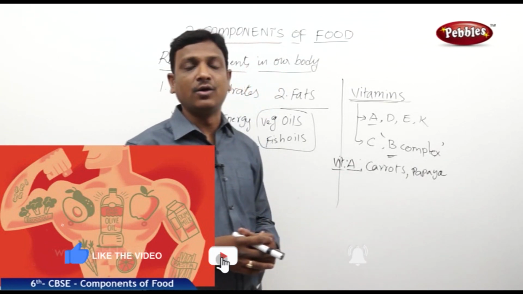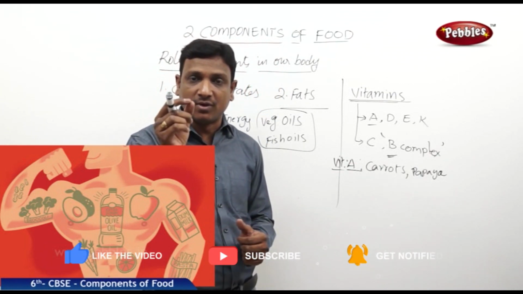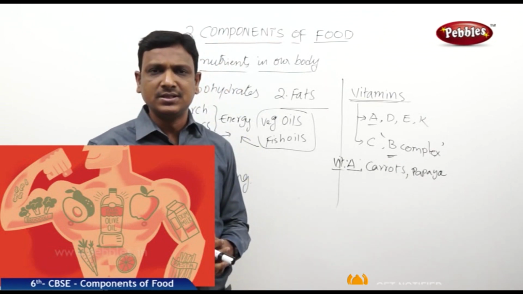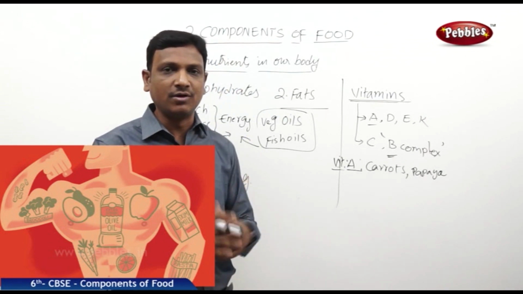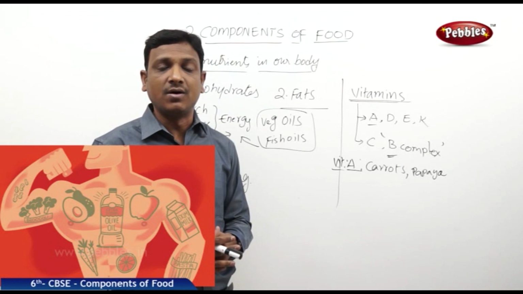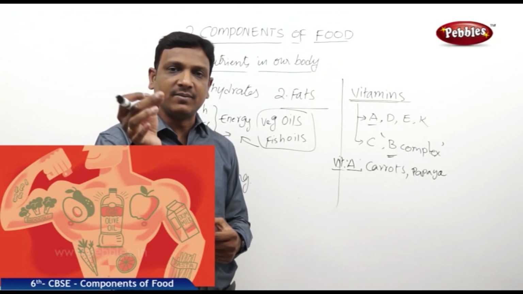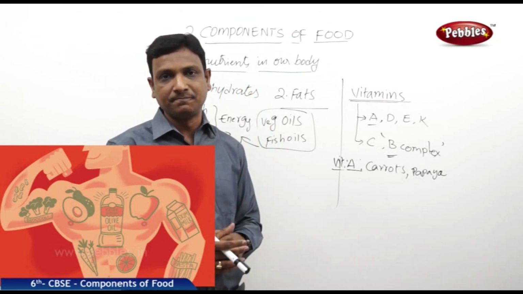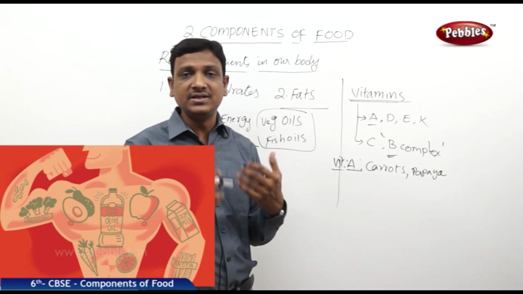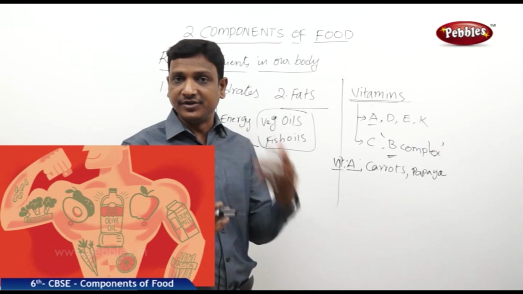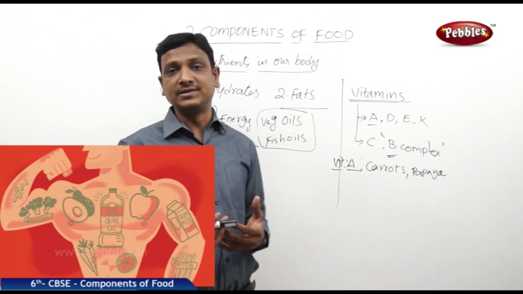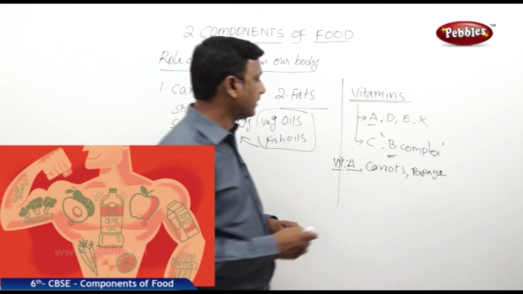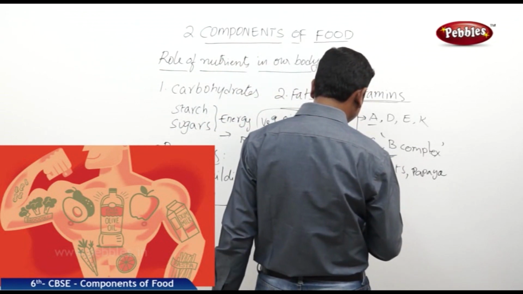For small children, the government is now giving the supplement in the form of vitamin A drops. Children below 5 years of age are taken to the government hospitals or health centers where they are given vitamin A drops. Nowadays in schools they are supplying vitamin A tablets. So vitamin A is very important for vision as well as bone growth. The next thing, vitamin D.